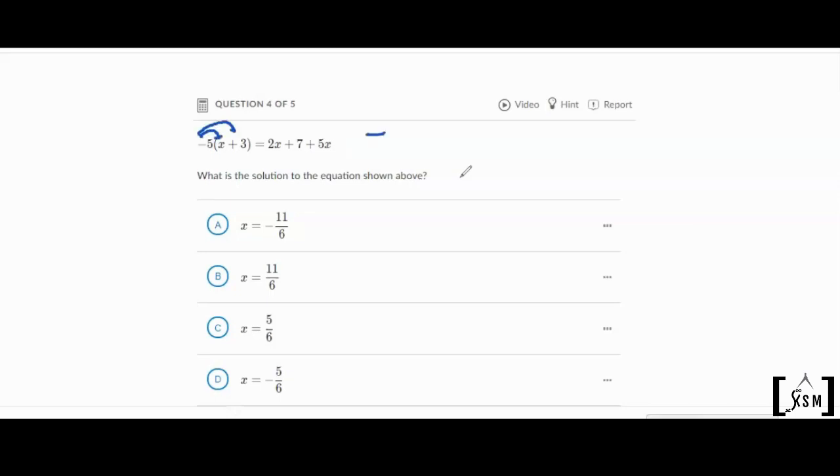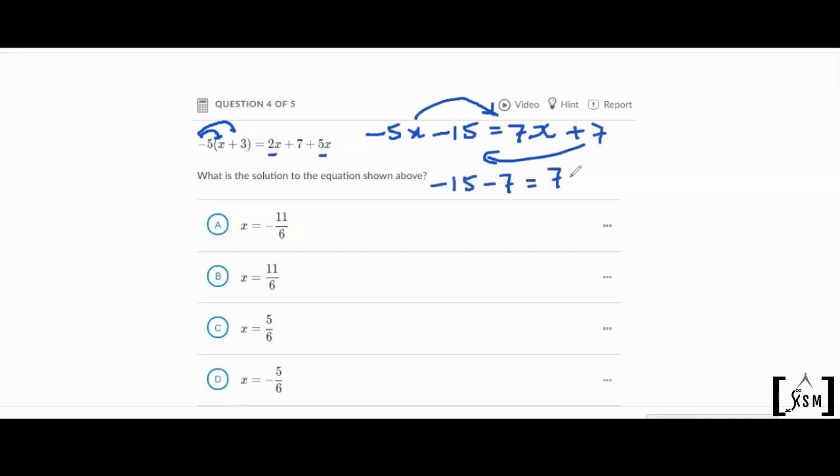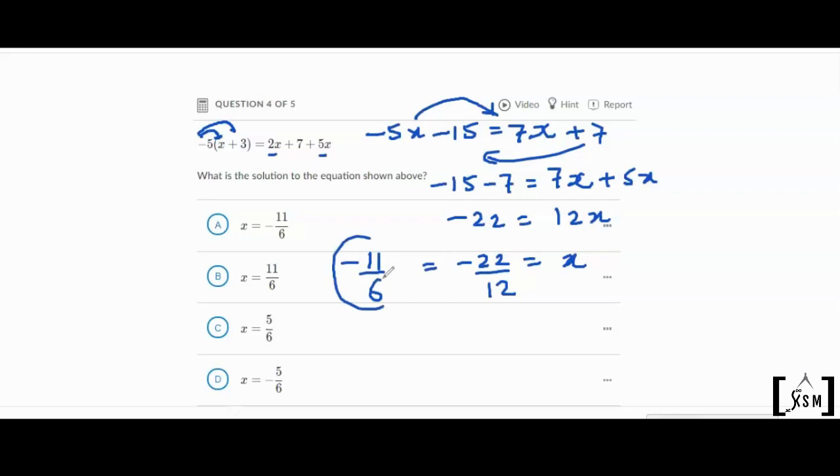This minus 5x we will bring to this side, and this plus 7 we will bring to this side. So we get negative 15 minus 7 is equal to 7x plus 5x. We get negative 22 equal to 12x. So bringing 12 down in division, we get x equal to negative 22 divided by 12, that will give negative 11 over 6. So the value of x is negative 11 over 6. We just had to solve the equation, so option A should be the correct answer.